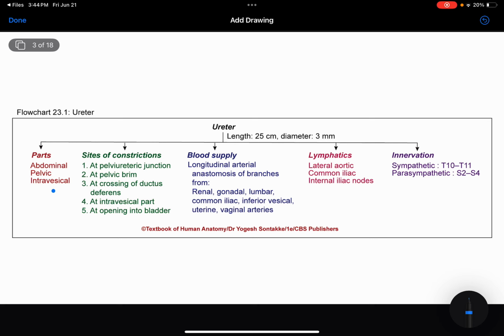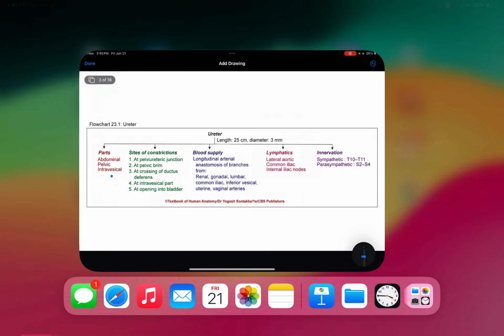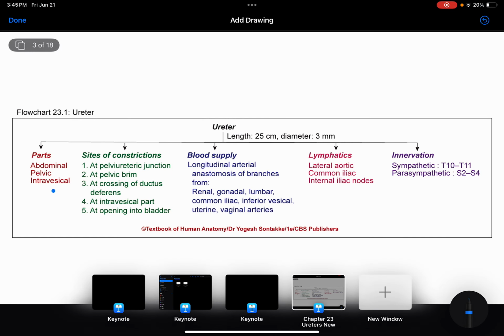Then blood supply. Blood supply will be from many branches throughout its course in the abdomen as well as pelvis, and lymphatics will be lateral aortic, common iliac and internal iliac lymph nodes. So aortic and iliac lymph nodes, common iliac and internal iliac. Sympathetic supply will be the nerve supply from T10 and T11, and parasympathetics will be from S2 to S4.